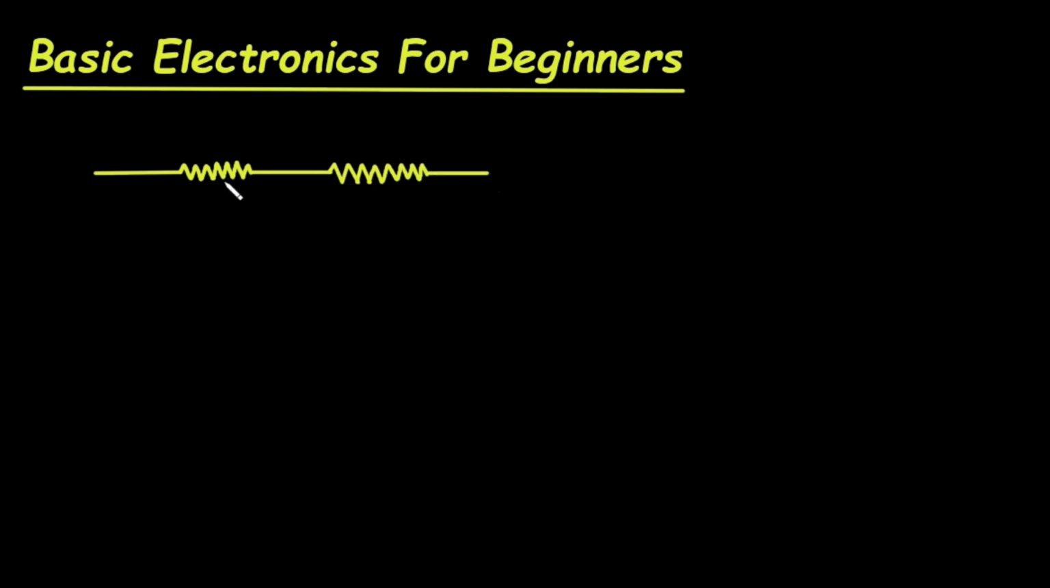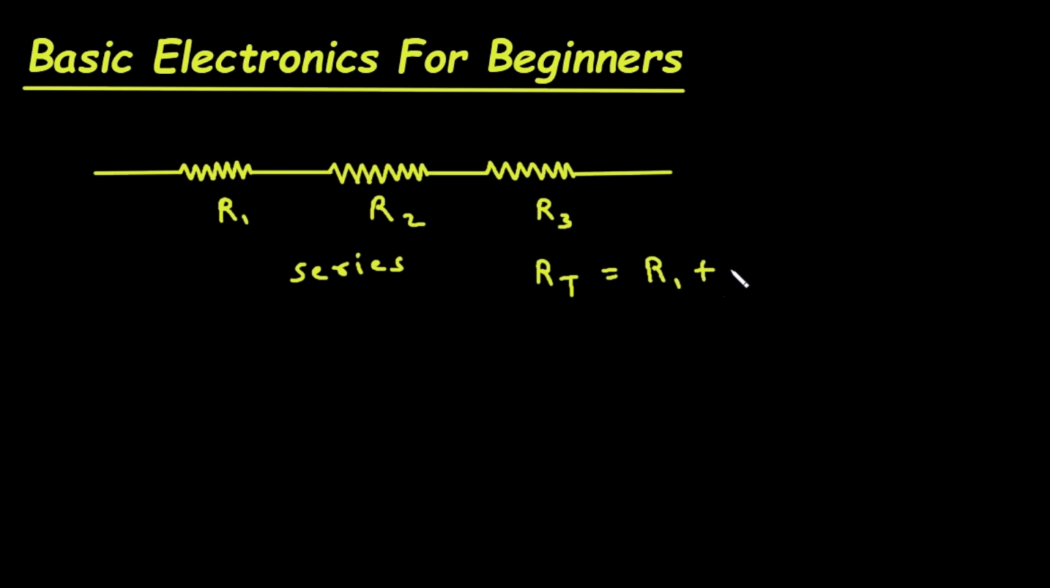Now here if we add one more resistor like this, let's say this is R1 and this is R2, and let's add one more, let's say this is R3. So these connections are known as series connections, or we can say series circuit. So these are the resistors connected in series. So here the total resistance or RT will be equal to R1 plus R2 plus R3.